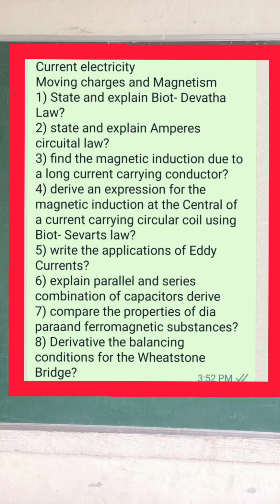Write the applications of eddy currents. Explain parallel and series combinations of capacitors. Derive the expression for this. Derive the balancing condition for the Wheatstone bridge.